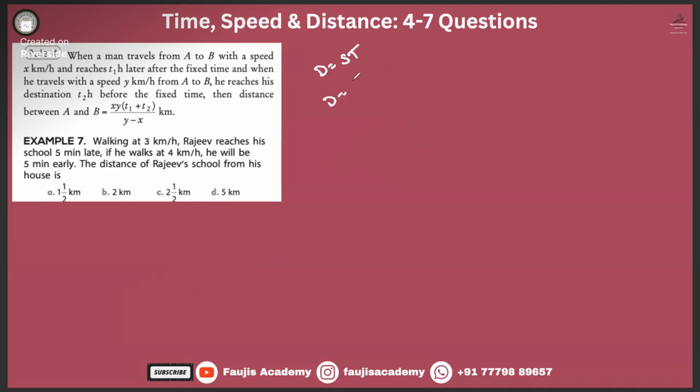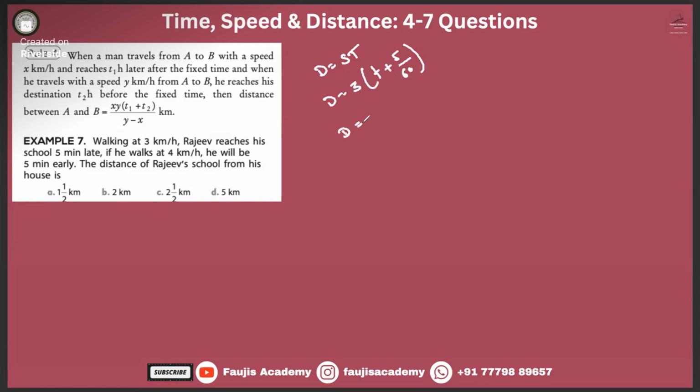And also in the second scenario, the distance will remain the same, right? Walking at 3 kmph, that means speed is 3 kmph. Rajiv reaches his school 5 minutes late. Okay, that means sometime we do not know that particular time, t, plus 5 by 60. We are doing it in terms of hours. That is why.